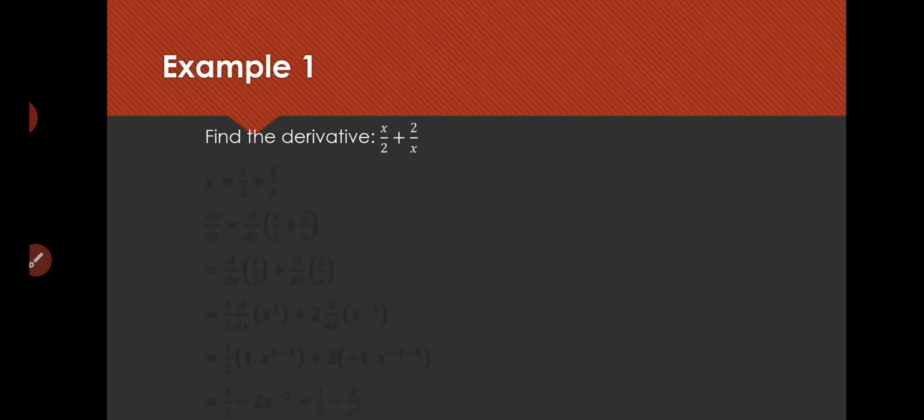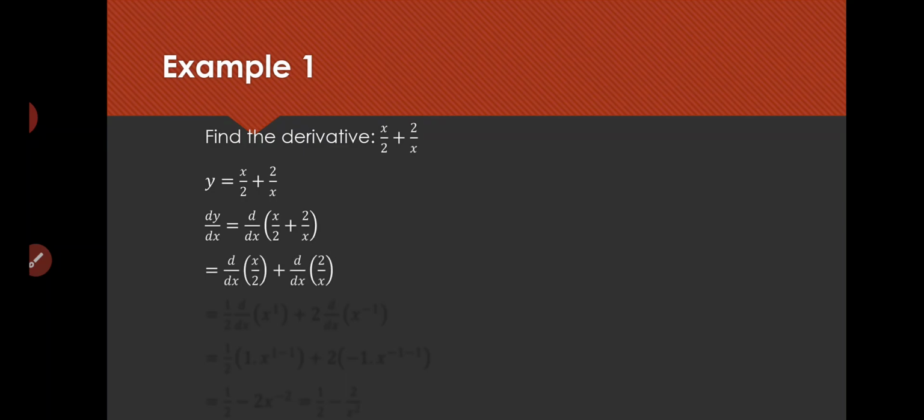To begin with, the first one: find the derivative of x by 2 plus 2 by x. Now obviously this is a very simple derivative, but I will just break down the steps for you, which you need not do once you understand, but for the beginning let me walk you through the steps. So y is equal to x by 2 plus 2 by x. When you are trying to do the derivative, you are doing d/dx of the whole thing. Now you can see there is an addition, so you can separate it out. Therefore d/dx of x by 2 plus d/dx of 2 by x.